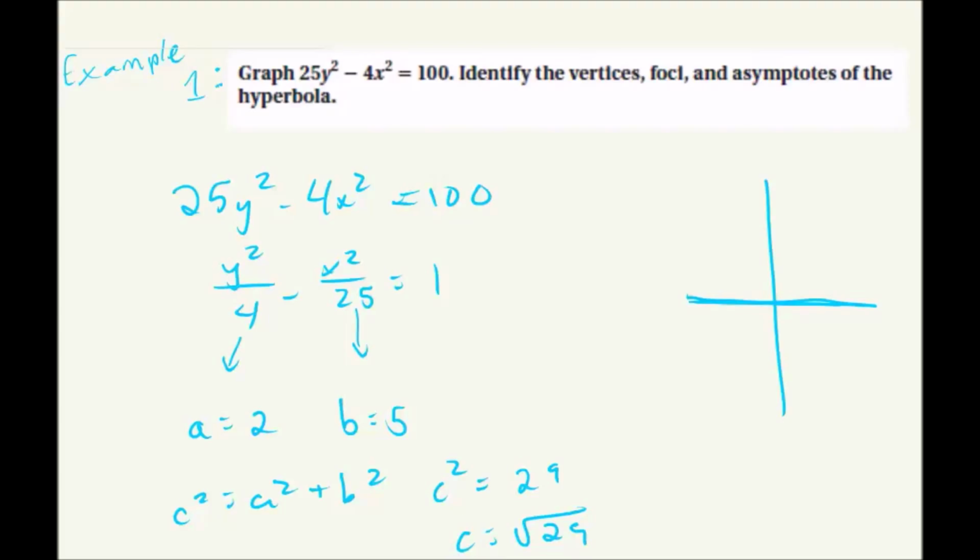Now, because I know this is a vertical one, I know that the foci are going to be at 0, 2 and 0, negative 2. I know that the b is going to be here at 5 and negative 5. Or I'm sorry, I put the vertices at 0, 2 and 0, negative 2. The foci are at the square root of 29. I'm going to go ahead and estimate what that is. It's about 5.4 when you plug it into your calculator. So the foci are somewhere here and here. And this graph's going to look something like this.